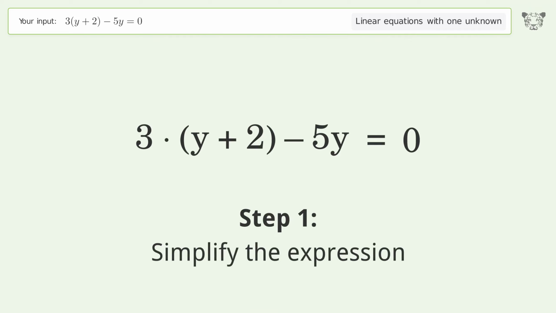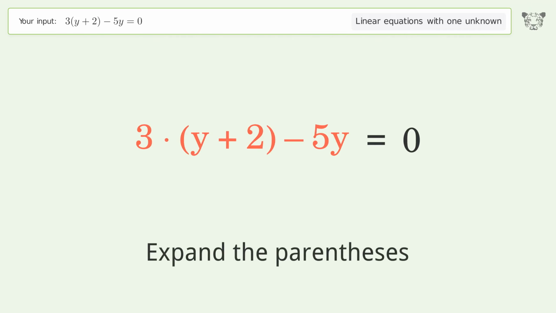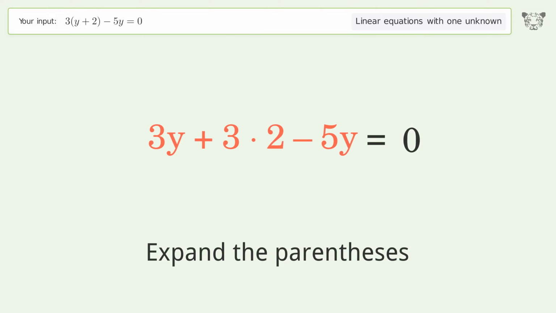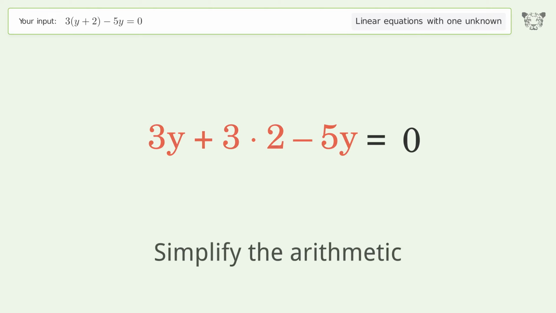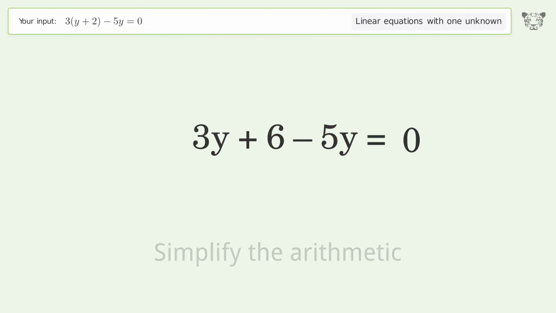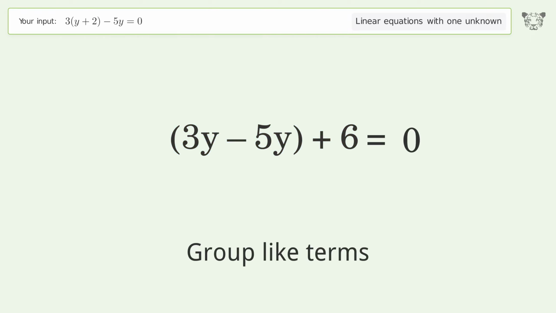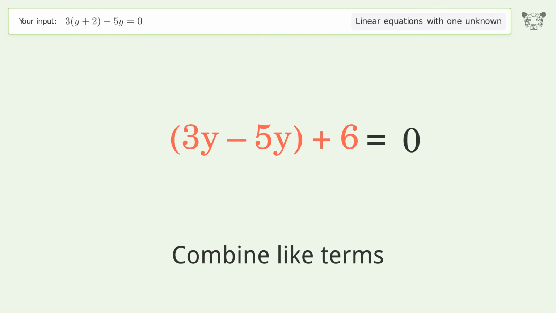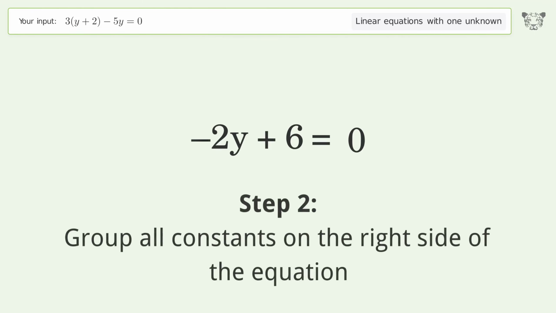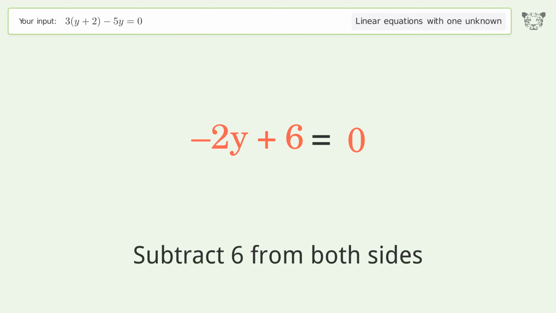Simplify the expression. Expand the parentheses. Simplify the arithmetic. Group like terms. Combine like terms. Group all constants on the right side of the equation. Subtract 6 from both sides.